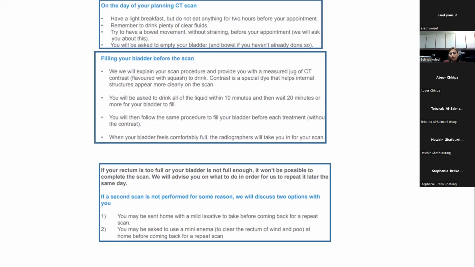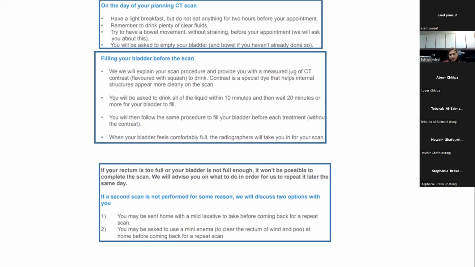There is a particular definition of an adequately filled bladder, which I'll discuss in the later slides. If it is not adequately filled, we ask them to wait for 10 more minutes, and then we take them again on the machine. Sometimes it happens that the rectum is too full or the bladder is not full enough. We ask them to do the scan on the next day, and we advise them.